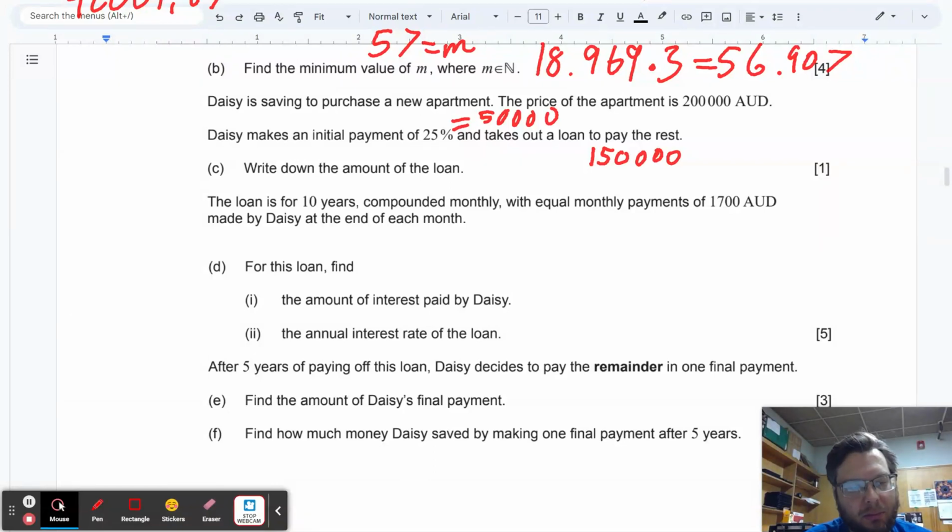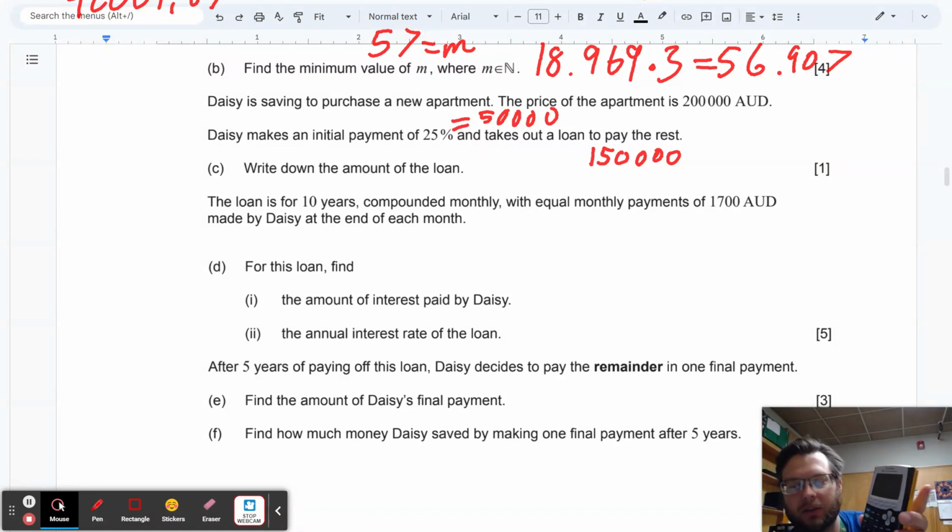So my PV, my present value, is a positive number, 150,000, because I'm receiving that loan from the bank. My PMT, my payment, is negative 1,700 because I'm paying that much back to the bank at the end of each month. If we pay it off, that means our future value is 0, and I'm making sure my P over Y and C over Y are both 12. The question is the interest, okay?